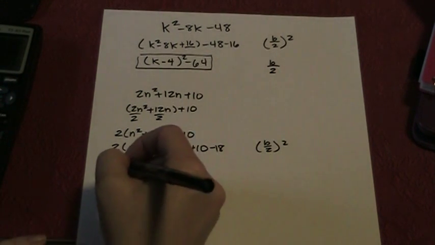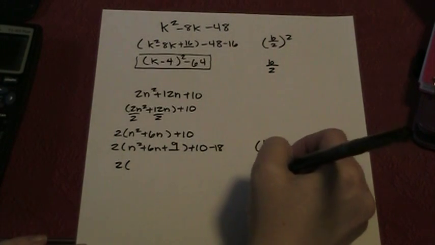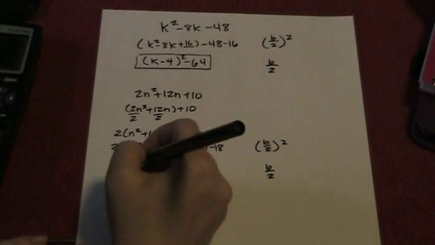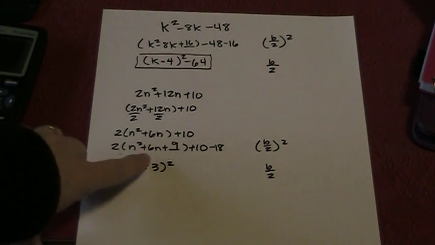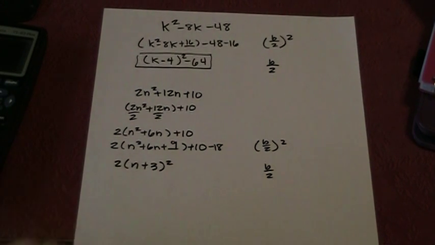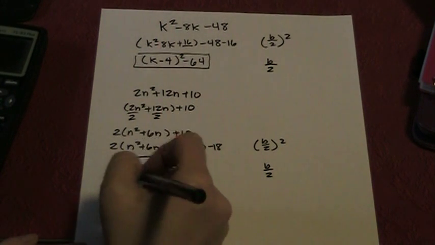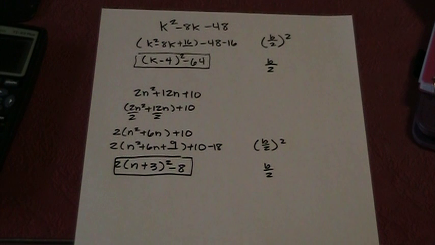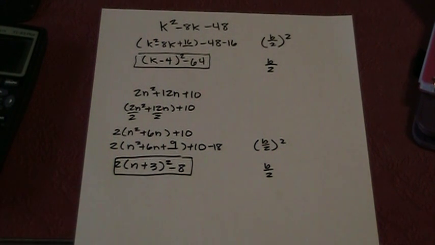And so I rewrite my trinomial as the binomial squared, divide the b value by 2, so 6 divided by 2 is 3. So in other words, if I use the X puzzle on this trinomial, I would get this in factored form. And then 10 minus 18 is negative 8. And so that would be my expression after completing the square: 2 times n plus 3 all squared minus 8. And so that's just a quick refresher on how to factor by completing the square.